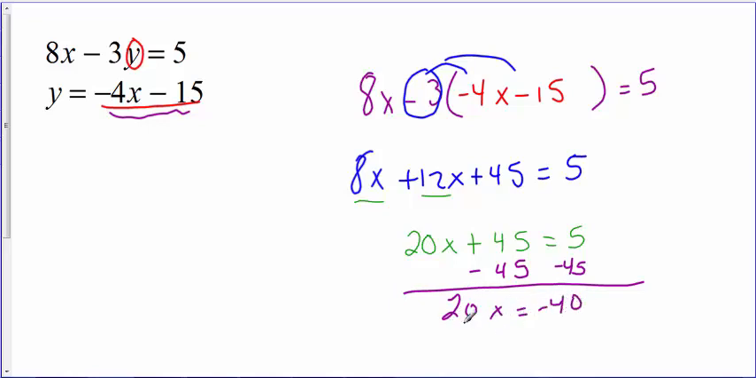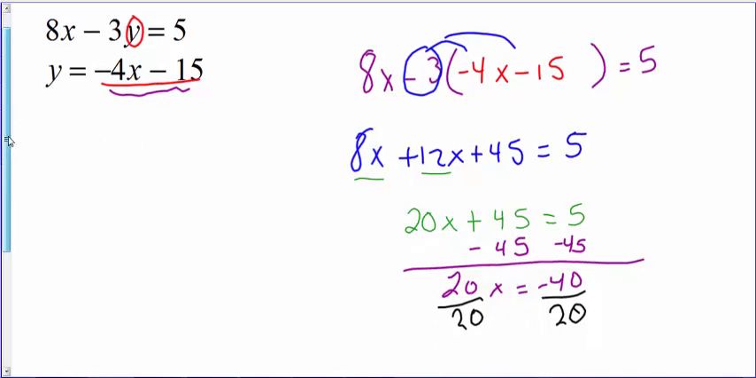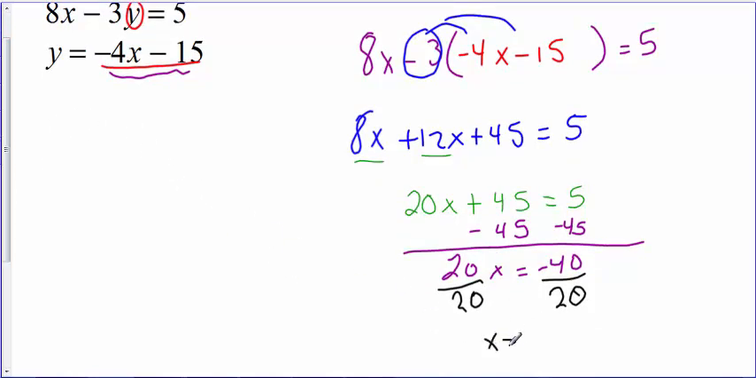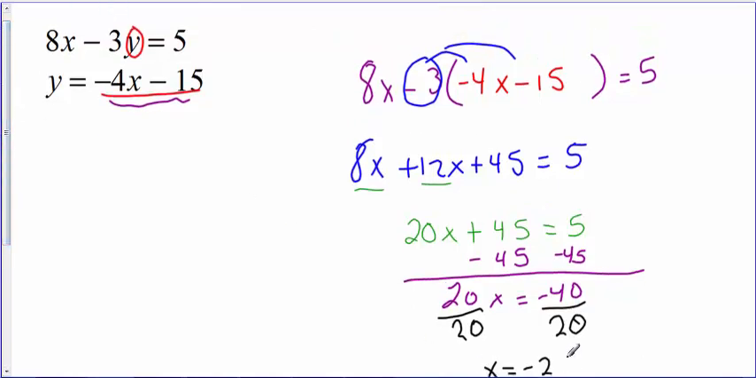Now that we have our variables on one side and numbers on the other, we can ask ourselves what is happening to the variable. The variable is being multiplied, so we will need to divide both sides by 20. Now, that leaves us with x. Let's scoot that up a little. x equals negative 40 divided by 20, which is negative 2. Now, we have found what the x value is.